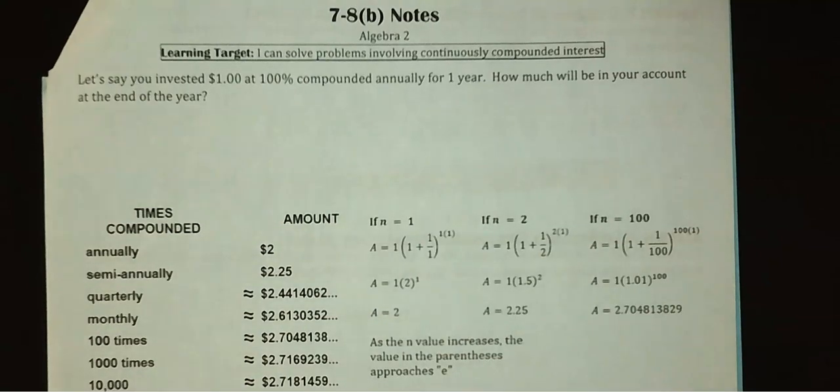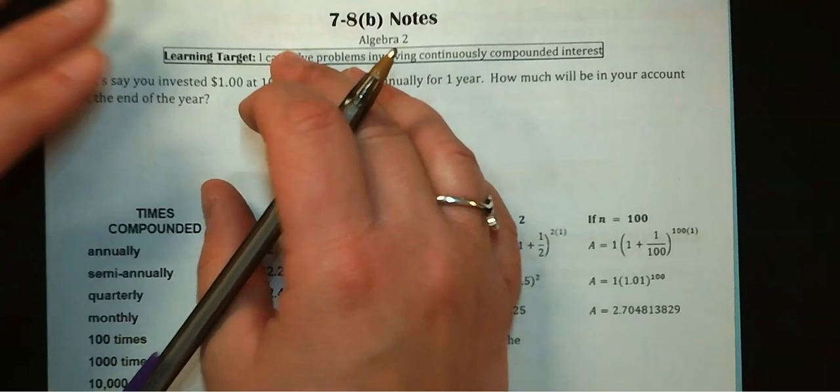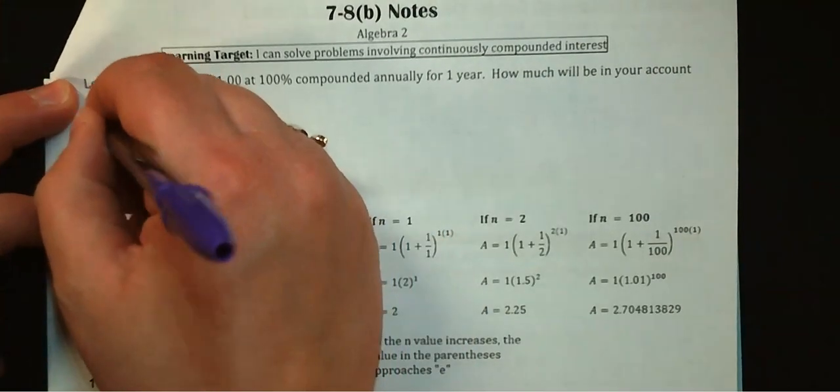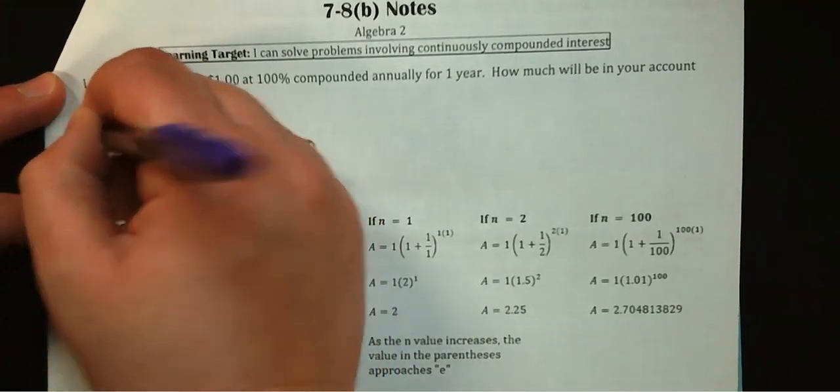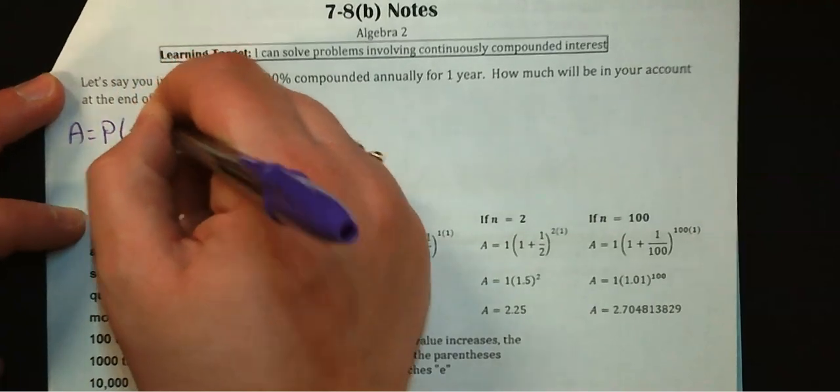Continuously compounded interest. You'll see this as an option, but I want to show you how it was developed. At the very top, let's say you invested, and I'm going to use the formula that we were using on Friday. I'll just write it here so you can see it real quick, but you don't have to write it on your paper.